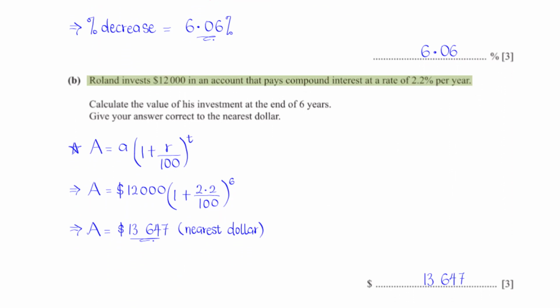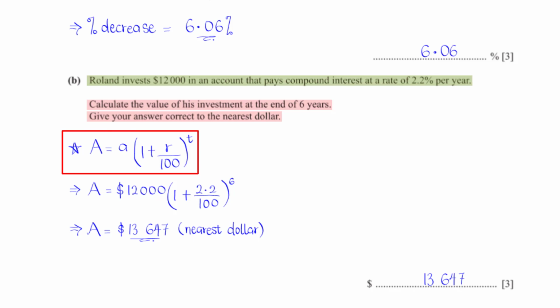Roland invests $12,000 in an account that pays compound interest at a rate of 2.2% per year. Calculate the value of his investment at the end of 6 years. Give your answer correct to the nearest dollar. Here is the formula for compound interest.